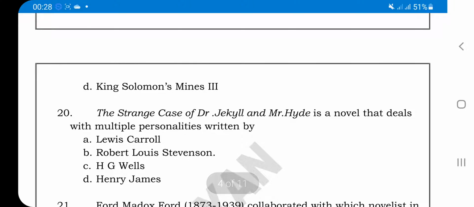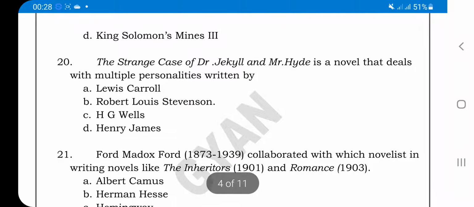That needs to be The Strange Case of Dr. Jekyll and Mr. Hyde. I really like this one. And this was written by. This is quite simple. I don't think you will be in trouble by this one.